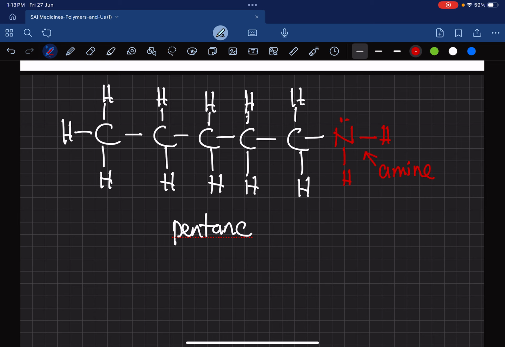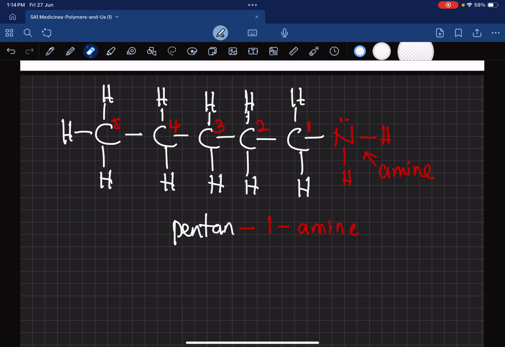So now what we do is, just like in the case of alcohol just now, we remove the E, we put a hyphen, we put a 1, and we put the word amine. So this is number 1, 2, 3, 4, 5. So this is called pentan-1-amine. So the numbering always starts from the side closer to the functional group. Pentan-1-amine.